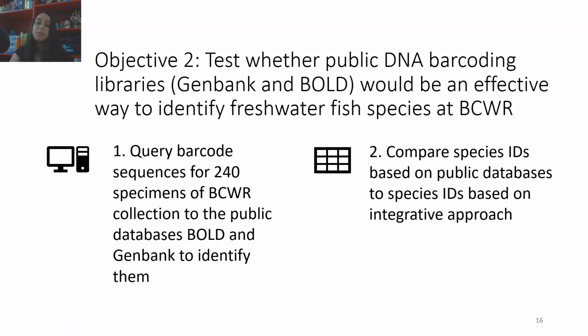Next, we wanted to test whether public DNA barcoding libraries, for this study we focused on GenBank and BOLD, would be an effective way to identify freshwater fish species in Barra de Colorado. First, we queried our barcode sequences for 240 specimens of the Barra del Colorado collection to the public databases BOLD and GenBank to identify them. We then compared the species identifications made by the public databases to the species identifications made using our integrative approach from the previous objective.